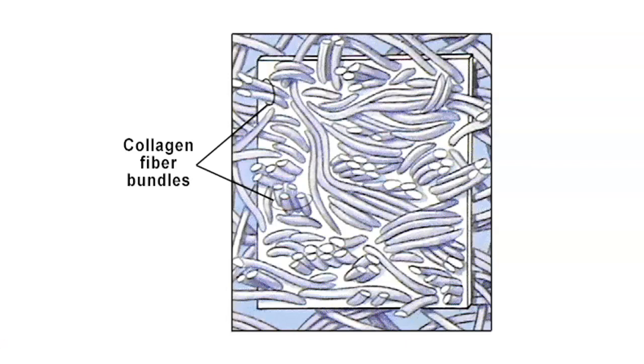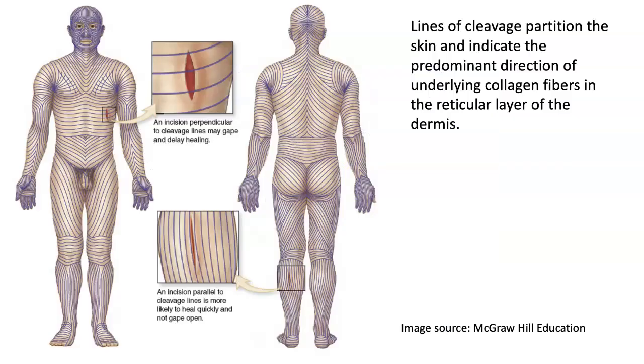And even though those collagen fibers are running in all different directions, take a look at this. This is a map of the body that shows you the primary flow of collagen, which is known as a line of cleavage. Technically, a line of cleavage is just less dense areas in between this flow of collagen. The important thing here is that even though the collagen fibers are running in all different directions, there is a primary flow, and that's been mapped out.